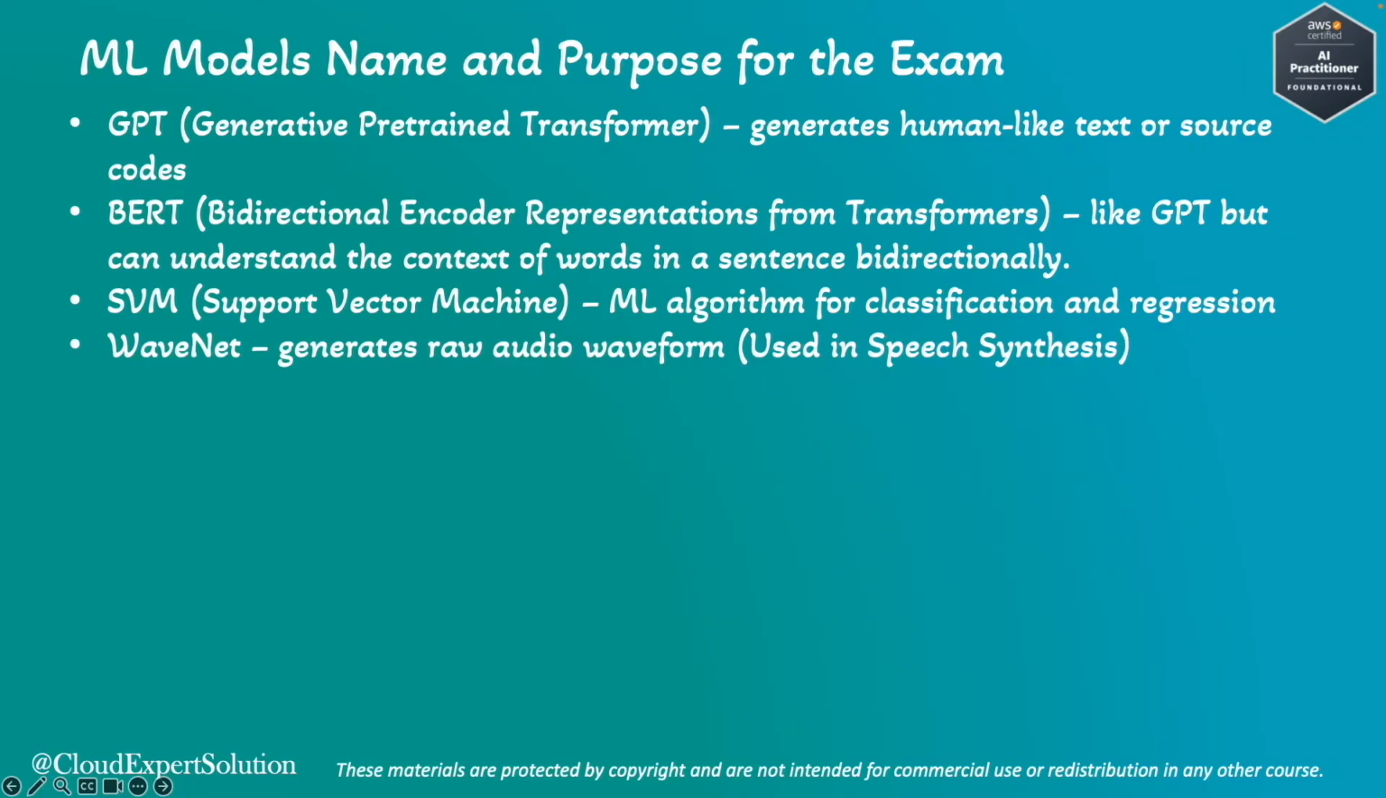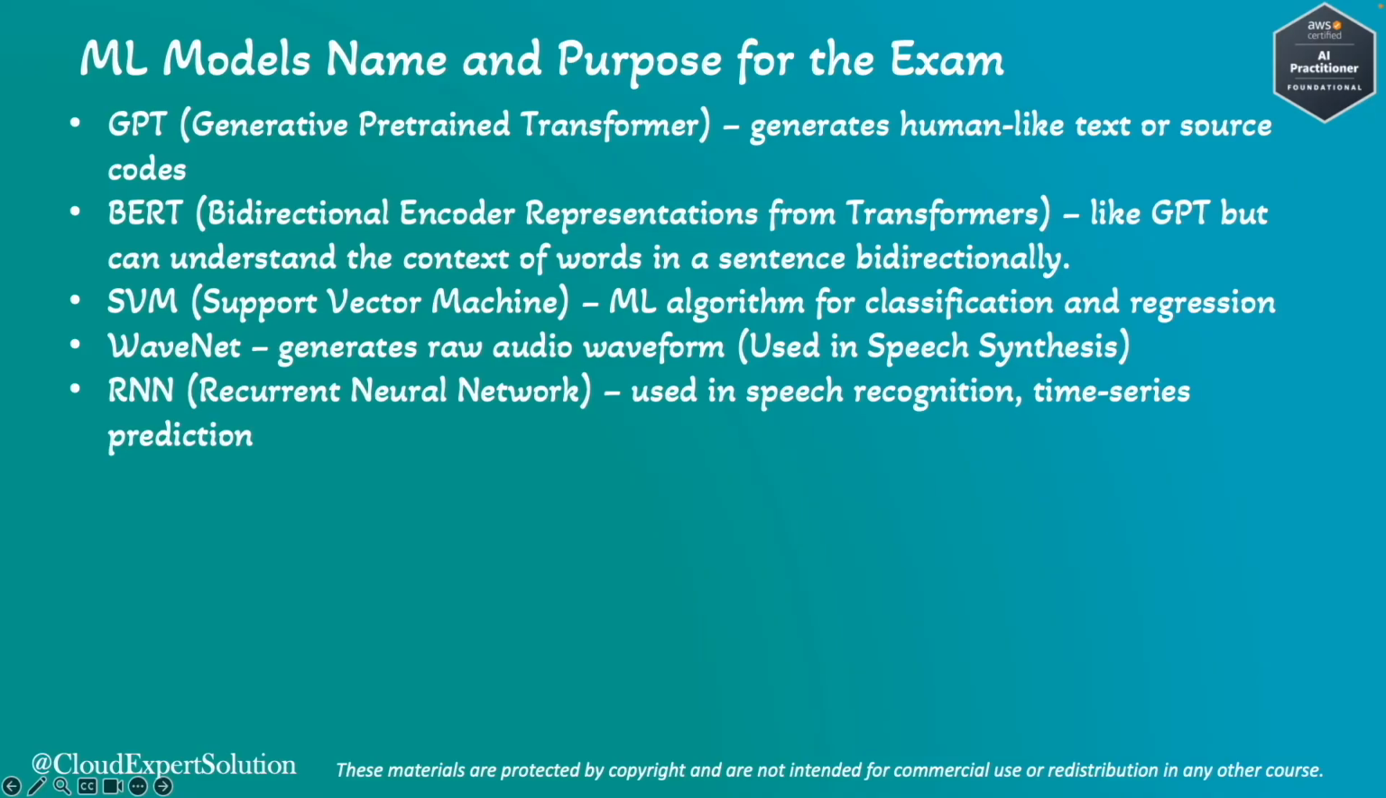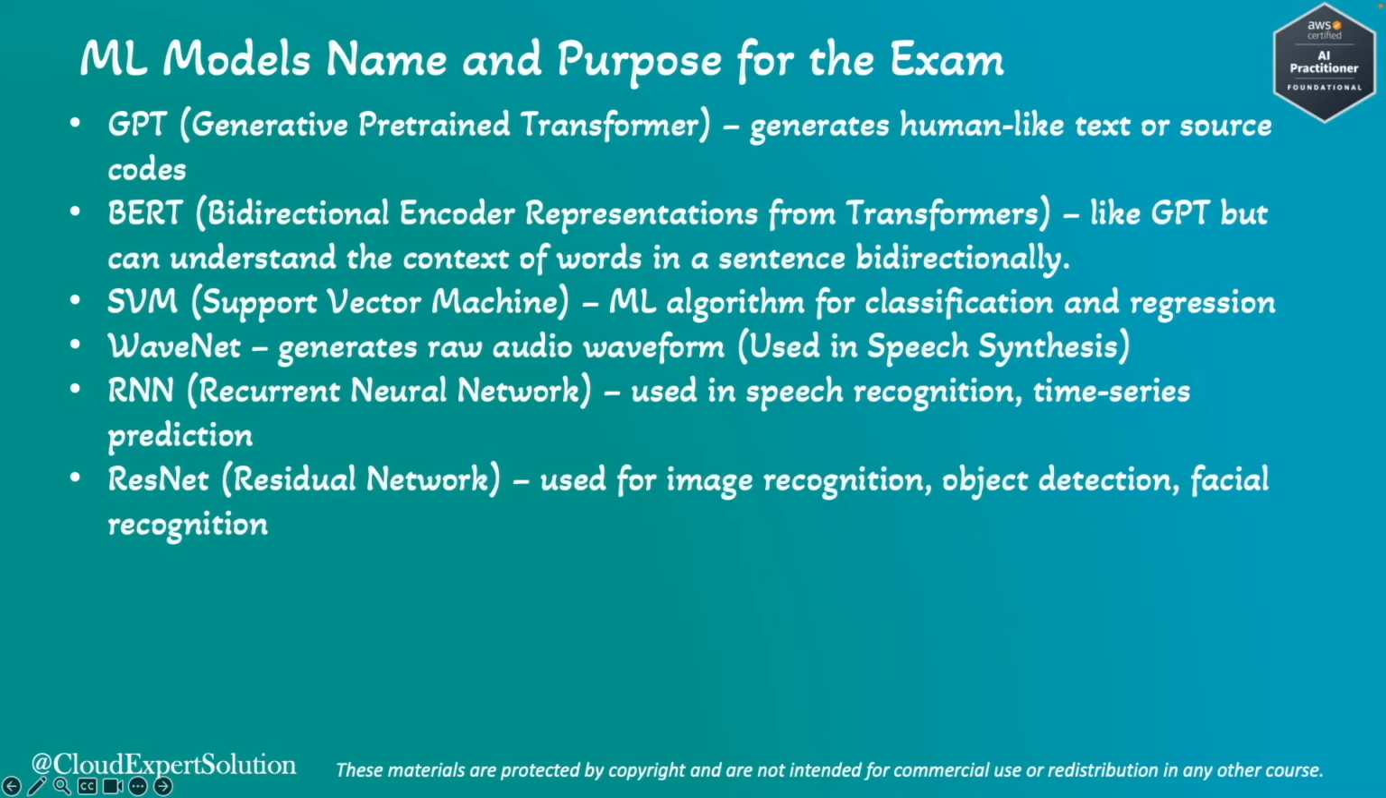Then WaveNet. WaveNet can generate audio waveforms and it can be used in speech synthesis applications. Next is RNN, or Recurrent Neural Network. Recurrent Neural Networks are used in speech recognition, time series predictions, etc. Then next is ResNet, or residual network. Residual network is used again for image recognition, object detection, and facial recognition.